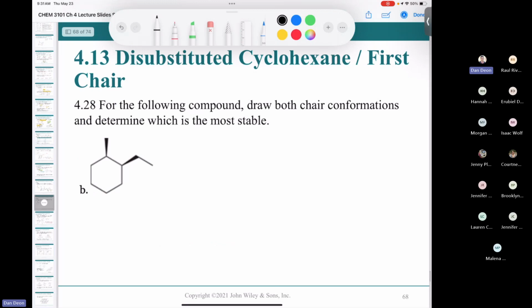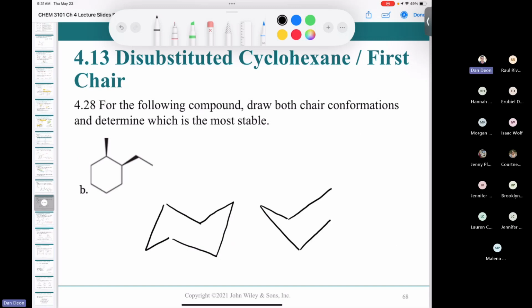All right, so now let's see if we can draw both of the chairs for this one. So if I draw my first chair, it looks something like this. If I draw the other chair, it's going to look something like this. Okay, so those are my two chairs. They're going to be in equilibrium. So we'll imagine that this carbon here is going to be this one here. So if that group is going up, in this structure here, should the methyl group be axial or equatorial if it's pointing up?